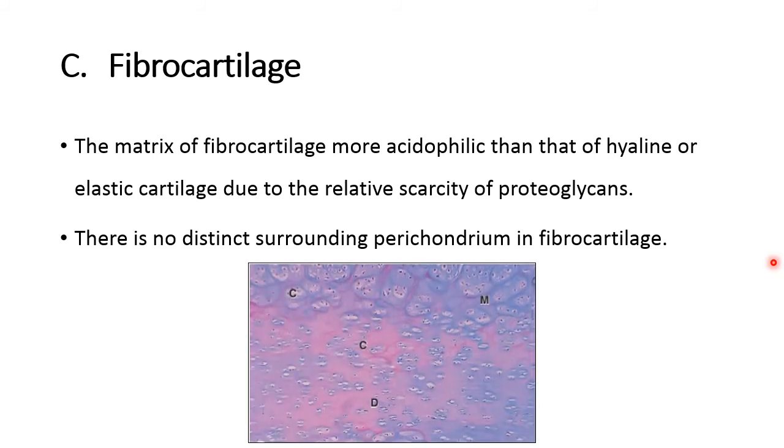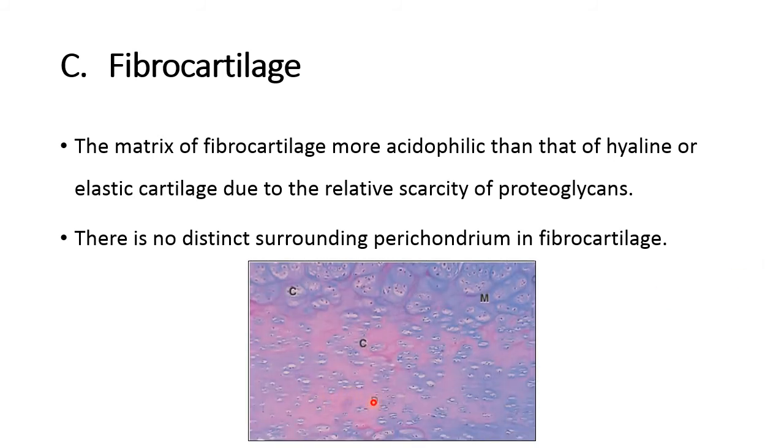Okay, as we see, D stands for dense collagen, and we see the matrix is more acidophilic. Okay, the matrix between the cells, between the chondrocytes, is more acidophilic. It appears red.